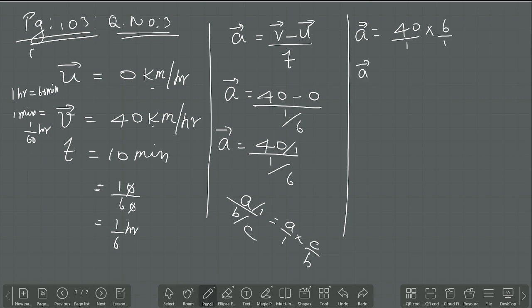So a is equal to 6 into 4, 24. How many zeros are there? 1 zero, add that 0. What unit I need to write? Either meter per second square or kilometer per hour square. Kilometer per hour square.